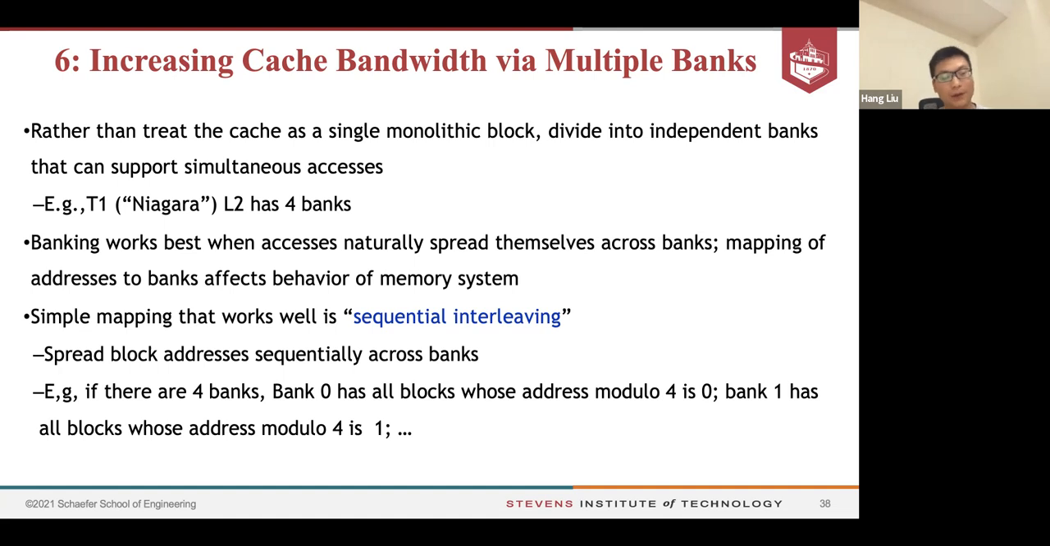A simple mapping that typically works well is sequential interleaving. And this is also a very popular technique in GPUs, graphics processing units, for those of you who know that. We call it shared memory bank conflict, right? So spreading block addresses sequentially across banks is very important. If there are 4 banks, bank 0 has all the blocks whose address modulo 4 is 0, bank 1 has those with modulo equal to 1. Similarly for bank 2 and bank 3.